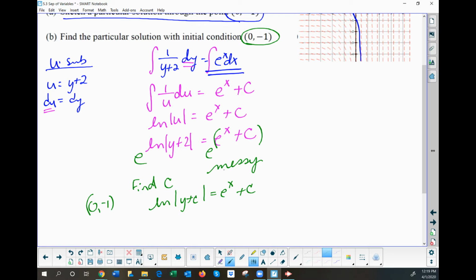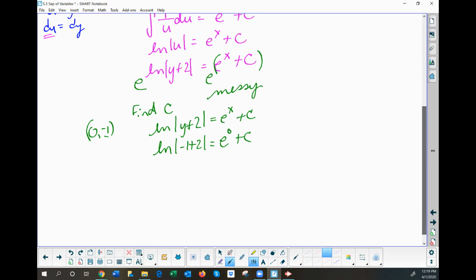I'd have natural log absolute value -1 plus 2. That's going to be 1. I can evaluate that. e to the 0 plus c. Okay, now let's evaluate. And we're going to have natural log of 1. Don't really need the absolute value there because 1 is already positive. Natural log of 1 says e to some power equals 1. Well, that would be the 0 power. Solving for c, we come in with -1. Okay, sweet. Let's keep moving on.